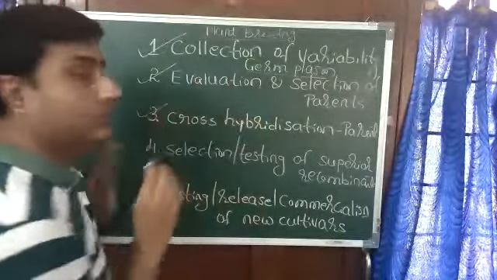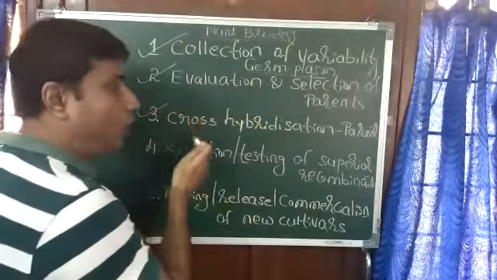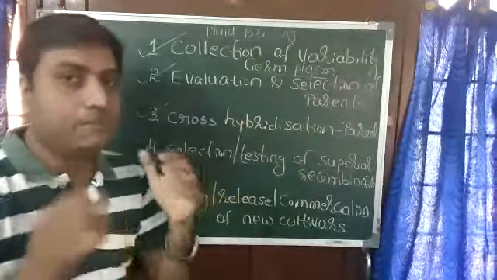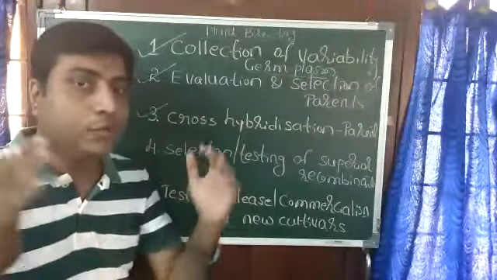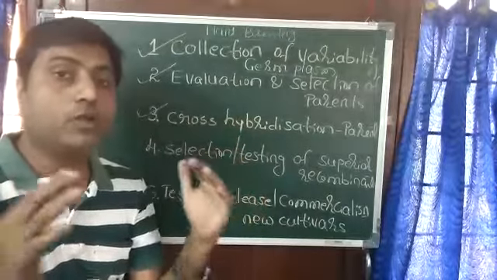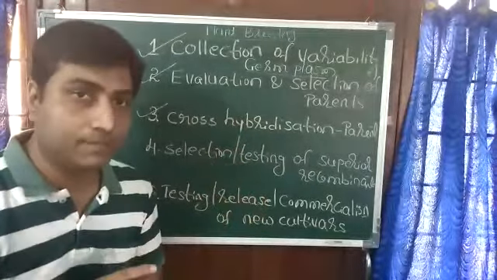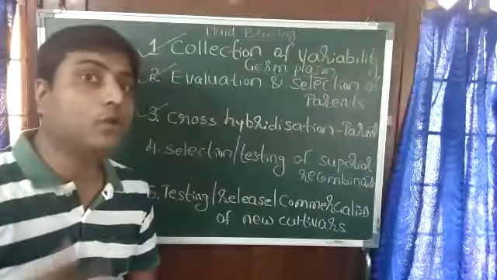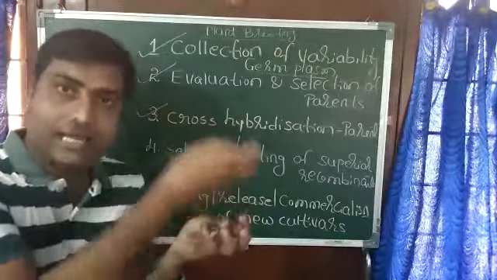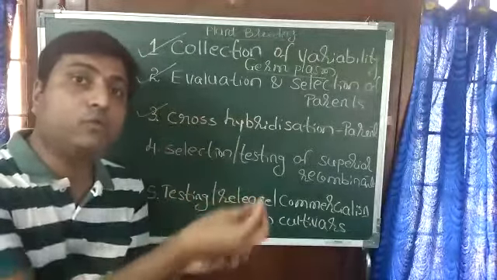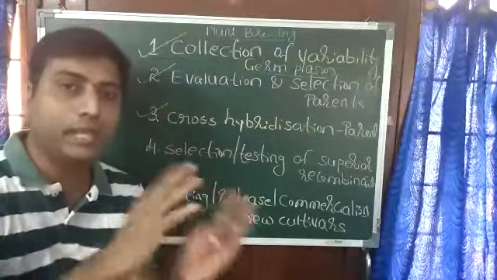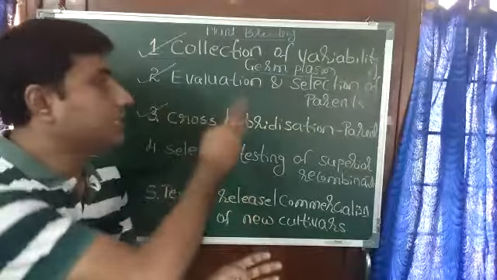Third point. What is that third point? Cross hybridization among those parents. Now in the second step, you have selected the 2 best parents, and you are going to cross them. That is cross hybridization. How to go about this? We studied it in the topic of sexual reproduction in flowering plants. The pollen grain of one plant is collected and dusted on the stigma of another plant. This is what we call cross hybridization.